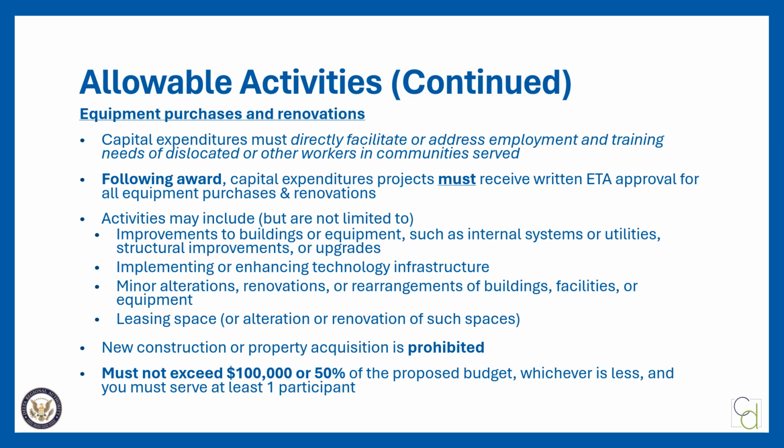If a project proposing capital expenditures is awarded, the grantee will be required to seek and receive written ETA approval in a subsequent modification request for all equipment purchases and renovations, which must include a demonstration of how the purchases and renovations will assist in successful employment and training of participants. Note that the grant award itself does not constitute this prior written approval.